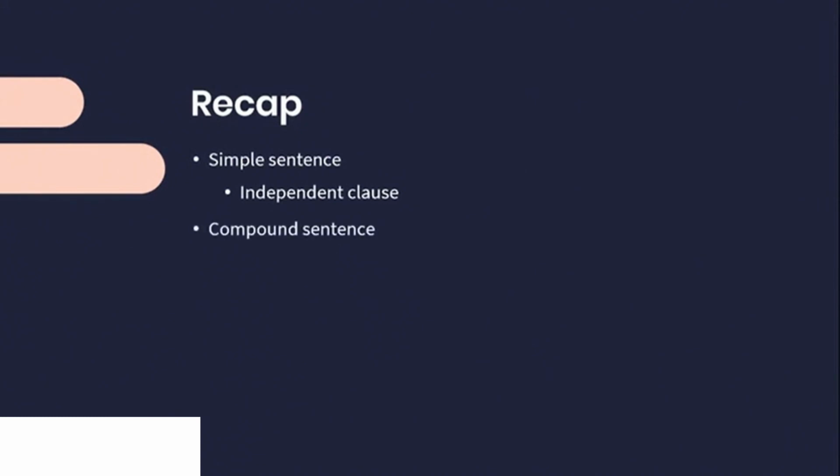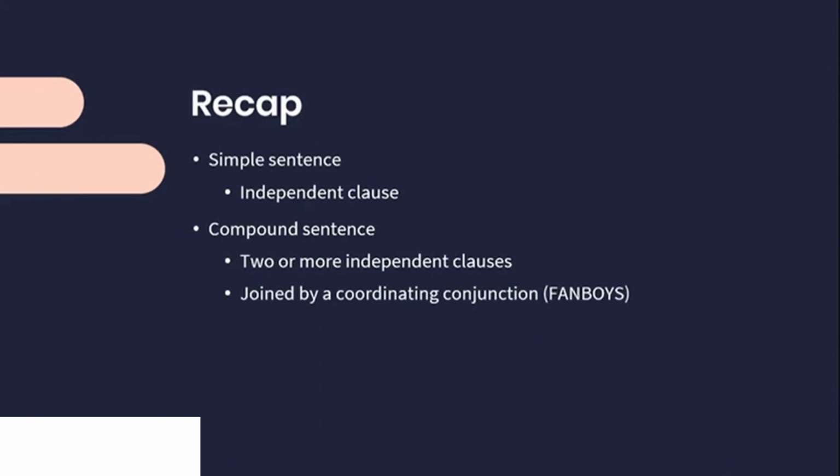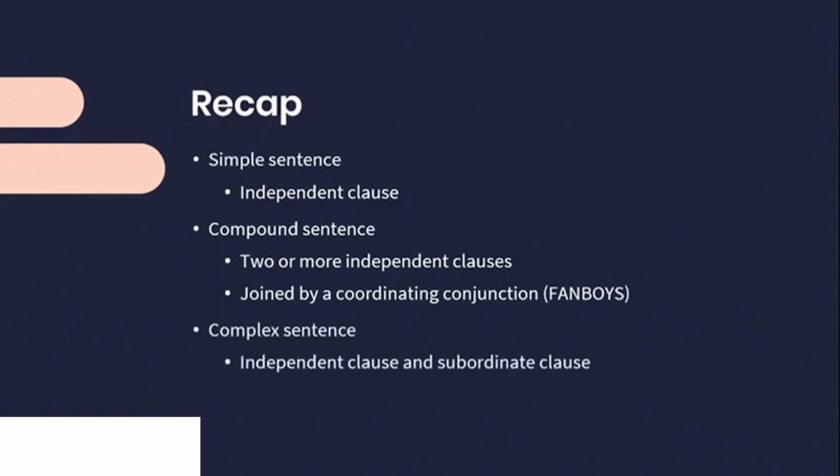Well done. Now before we wrap up, let's have a quick recap. Simple sentences contain one independent clause. Compound sentences contain two or more independent clauses, and they are joined by coordinating conjunctions, which you can remember with the word fanboys. Complex sentences contain one independent clause and at least one subordinate clause. They are joined by a subordinating conjunction.